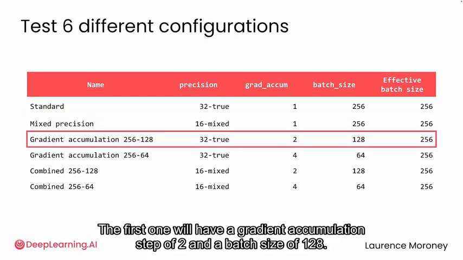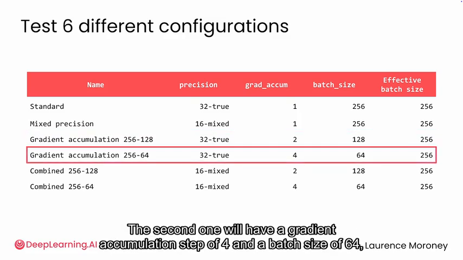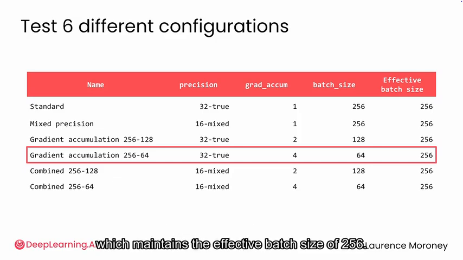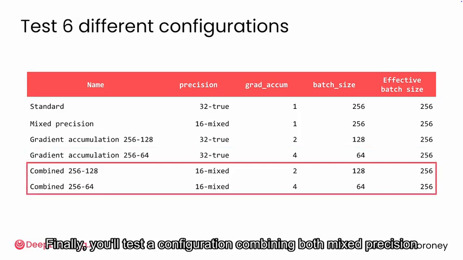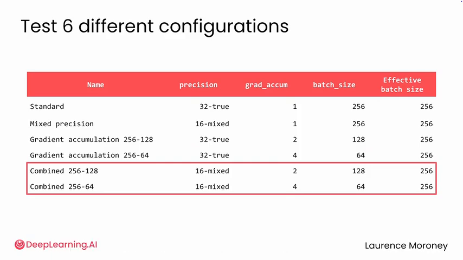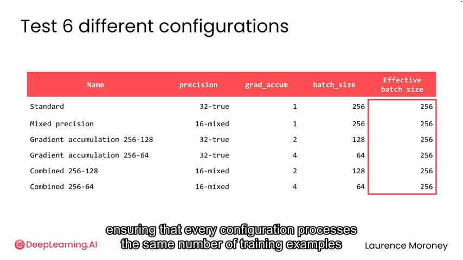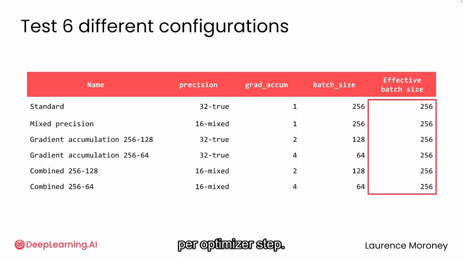The first one will have a gradient accumulation step of 2 and a batch size of 128. Multiply these 2 numbers together to get the effective batch size, which is then 256. The second one will have a gradient accumulation step of 4 and a batch size of 64, which maintains the effective batch size of 256. Finally, you'll test a configuration combining both mixed precision and gradient accumulation, again with an effective batch size of 256. Maintaining an effective batch size of 256 allows for direct comparison, ensuring that every configuration processes the same number of training examples per optimizer step.